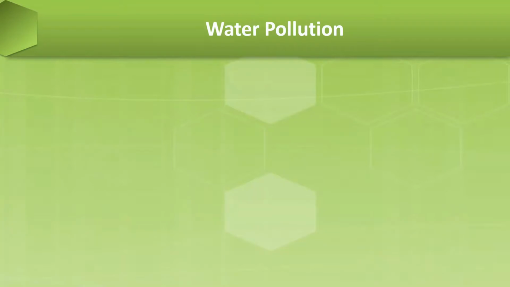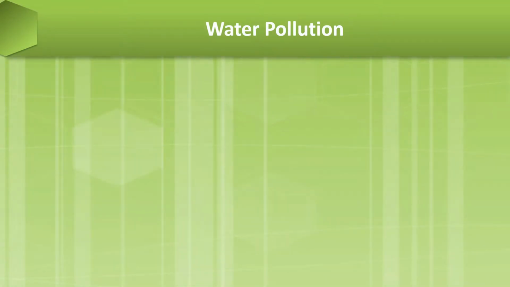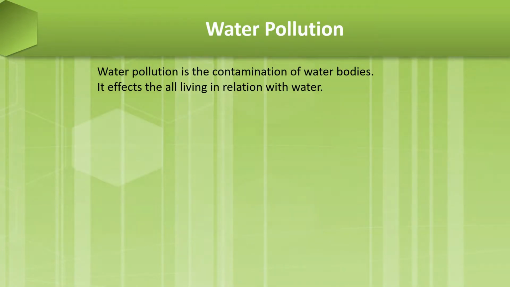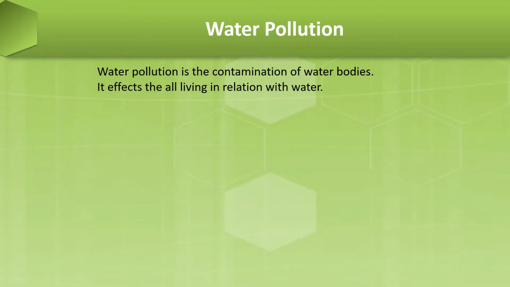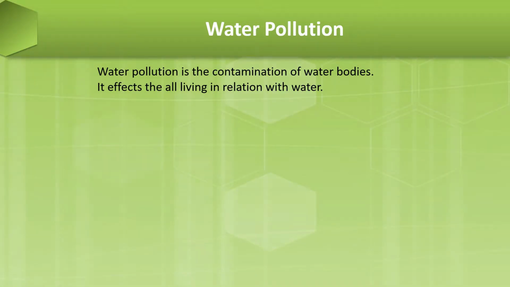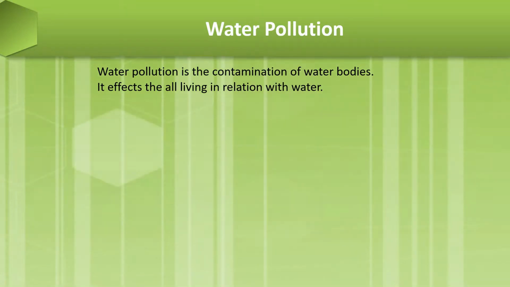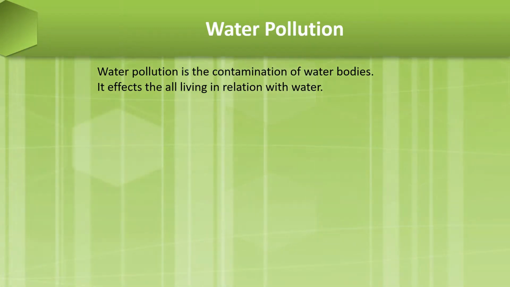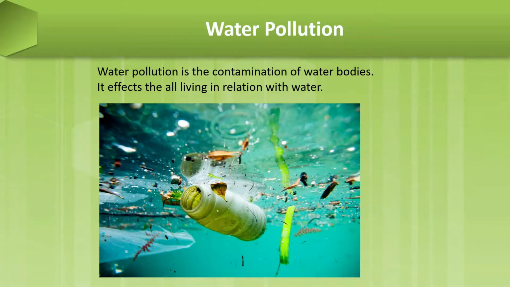Water pollution. In the previous chapter we also studied a little about pollution. We said it is the accumulation of unwanted substances in the environment, maybe air or soil or water. So water pollution is the contamination of water bodies, meaning accumulation of unwanted substances, maybe chemicals or physical materials, in water. It affects all living things in relation with water, from fish which swim in water to humans who use this water. They are all affected.